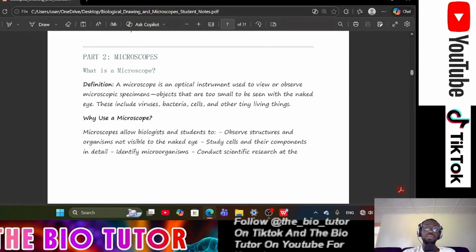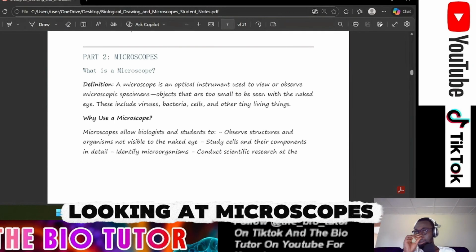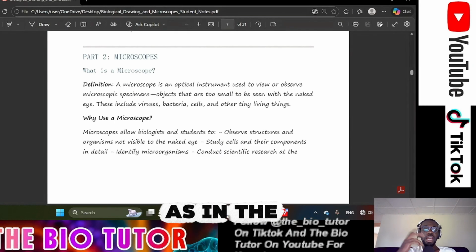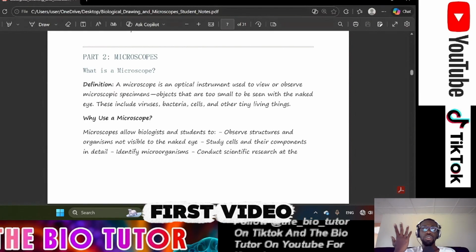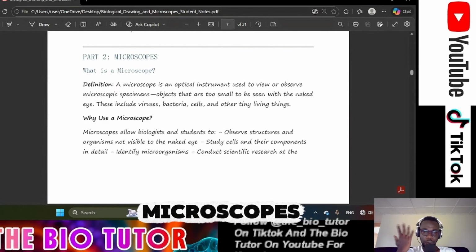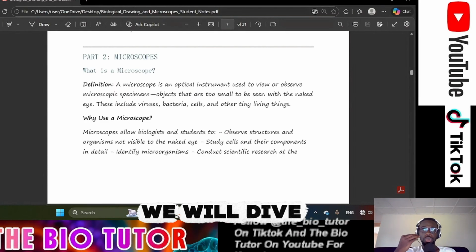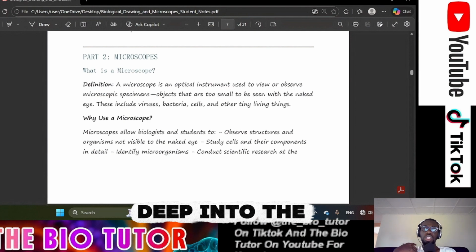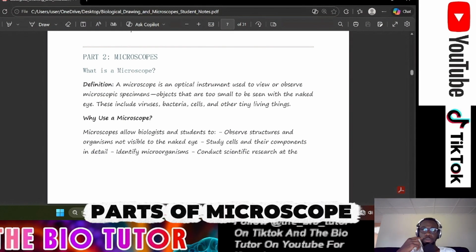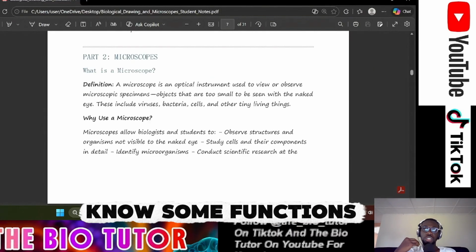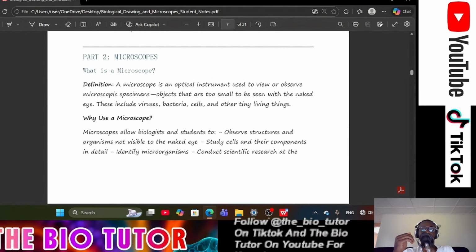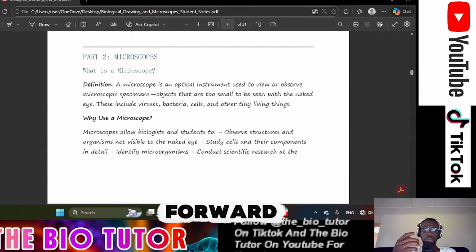Okay, today we'll be looking at microscopes. As in the first video, we looked at the history of the microscope. So today we will dive deep into the definition of microscopes, then the parts of a microscope, and then some functions of the microscope. Okay, so fast forward.